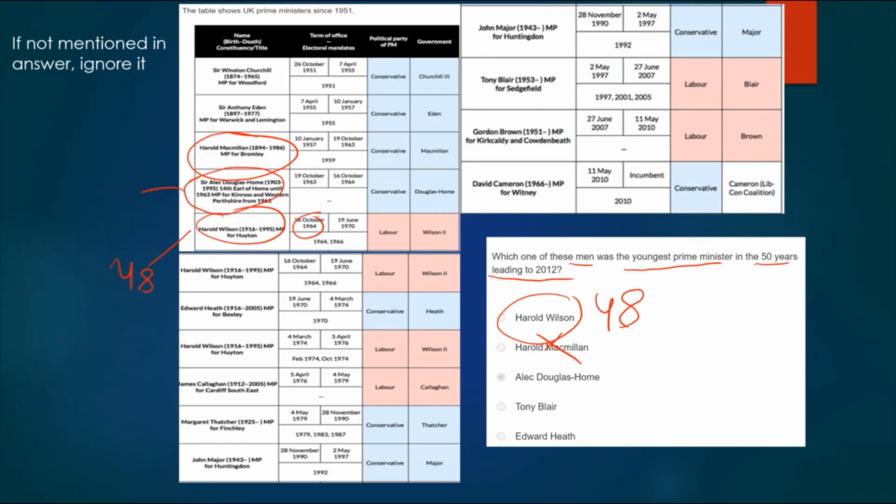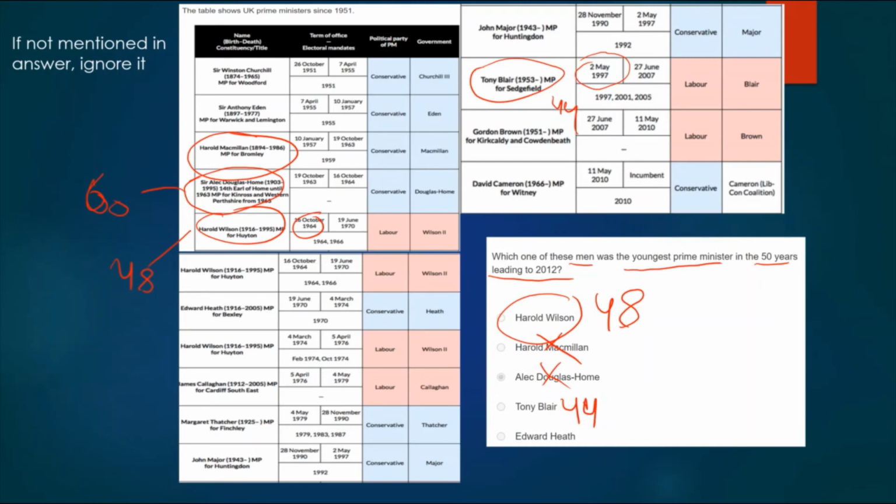So 1963 minus 1903, which is his date of birth year, so that's 60. So I know it can't be 60 because Harold Wilson is younger. Next, I will look for Tony Blair, and I find him there, and he became the Prime Minister in 1997. So I will do 1997 minus 1953, which gives me 44. So for now, Tony Blair is the youngest one.